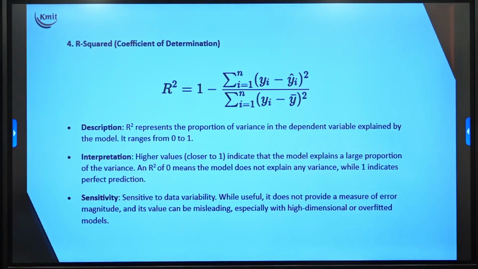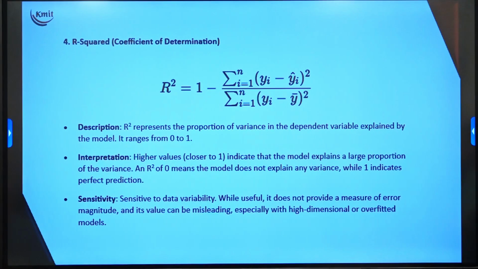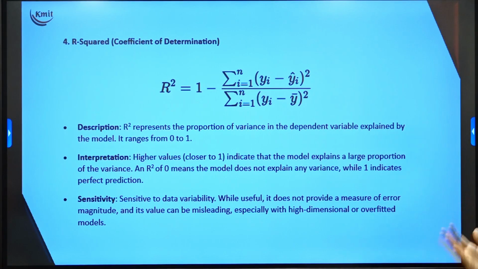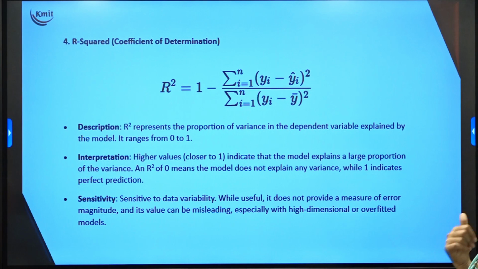That is, the performance measure is more and the error is very less. Okay. When you talk about sensitivity, this is very sensitive to data variability. When you have huge variations in the data set that you take, this particular performance metric is not preferred. But when we talk about measure of error magnitude, when you have high dimensional or overfitted models, we will be making use of R square method.